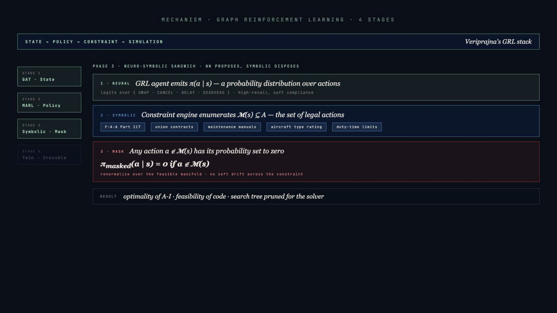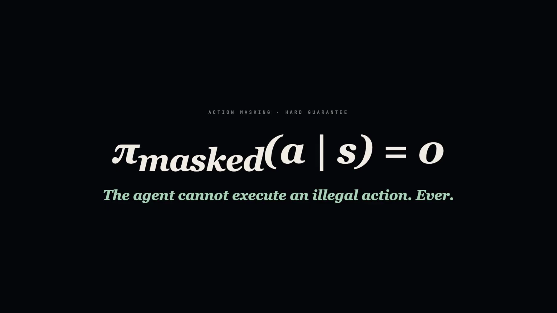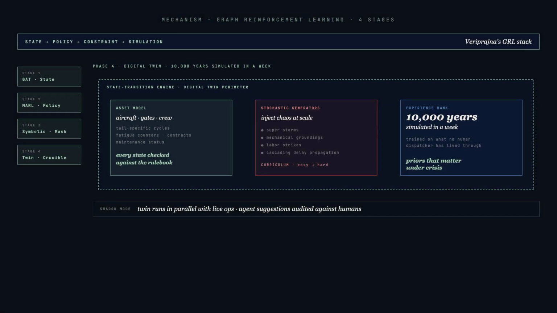Stage 3. The neuro-symbolic sandwich. The neural network proposes a probability distribution over actions. A symbolic constraint engine, encoding FAA Part 117, union contracts and maintenance rules, applies a mask. Any action that violates a hard constraint has its probability set to 0. The agent cannot execute an illegal action, ever.